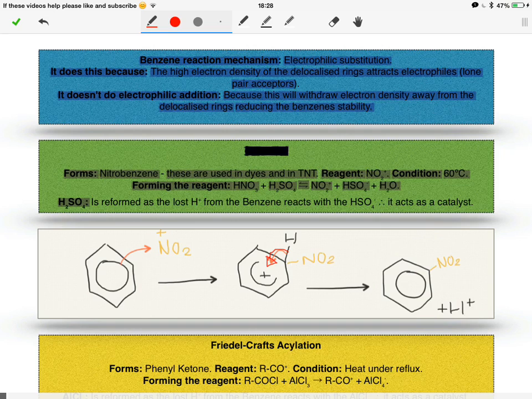So I said that I was going to explain why sulfuric acid is reformed. Well, this hydrogen that is released here will react with our hydrogen sulfate here to reform H2SO4, therefore meaning H2SO4 acts as a catalyst.